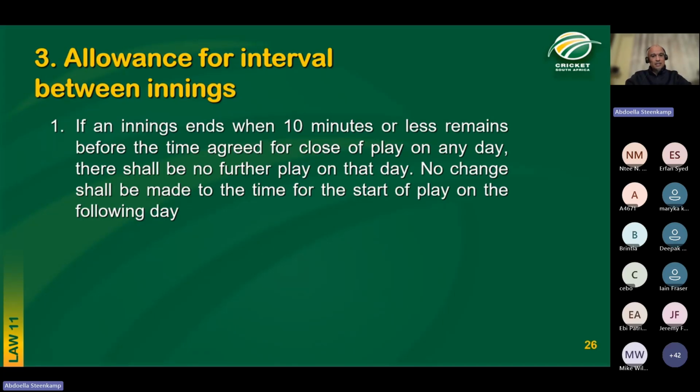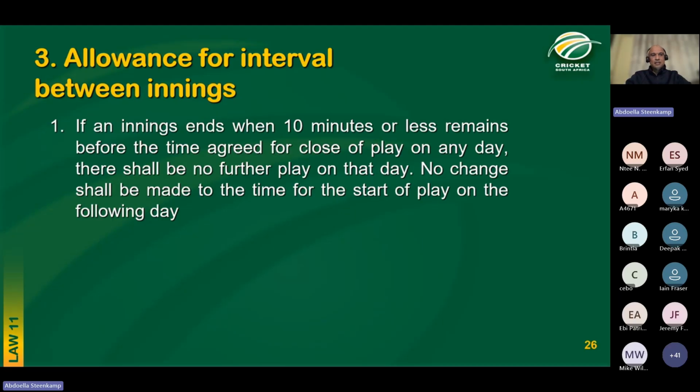Let's have a look at some of the flexibility that the lawmakers brought in when it comes to the intervals to maximize play during the day. So let's first look at the interval between innings. The law tells us if an innings ends 10 minutes or less before close of play, it will then be close of play. Yes, if you do end a few minutes early on the day, you will not start earlier the next day. An example: close of play is 5 o'clock.